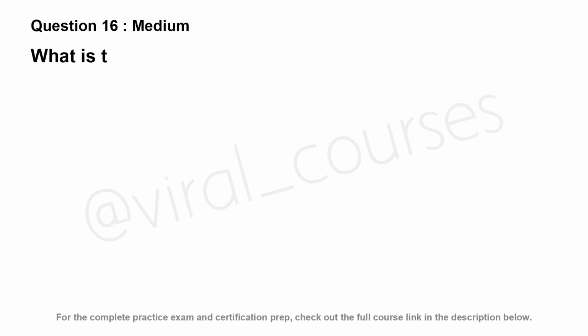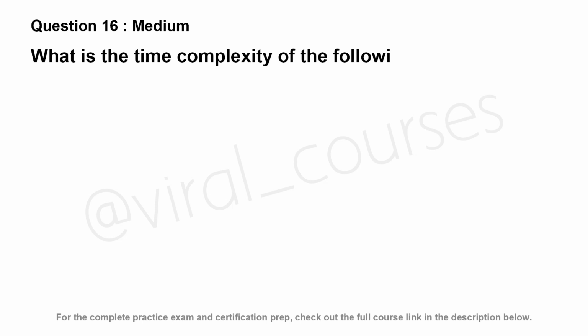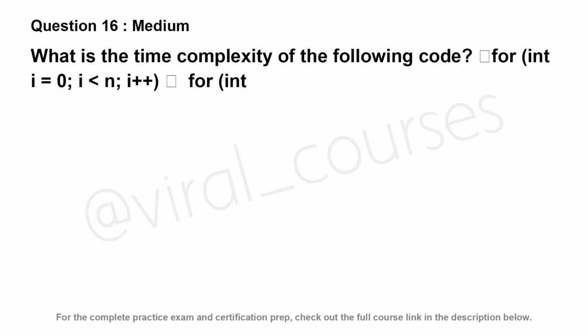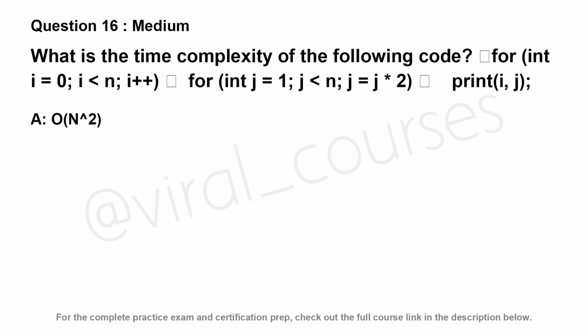What is the time complexity of the following code? For int i equals 0, i less than n, i plus plus. For int j equals 1, j less than n, j equals j asterisk 2. Print i, j. Option A, O(n squared). Option B, O(n log n). Option C, O(n). Option D, O(log n).